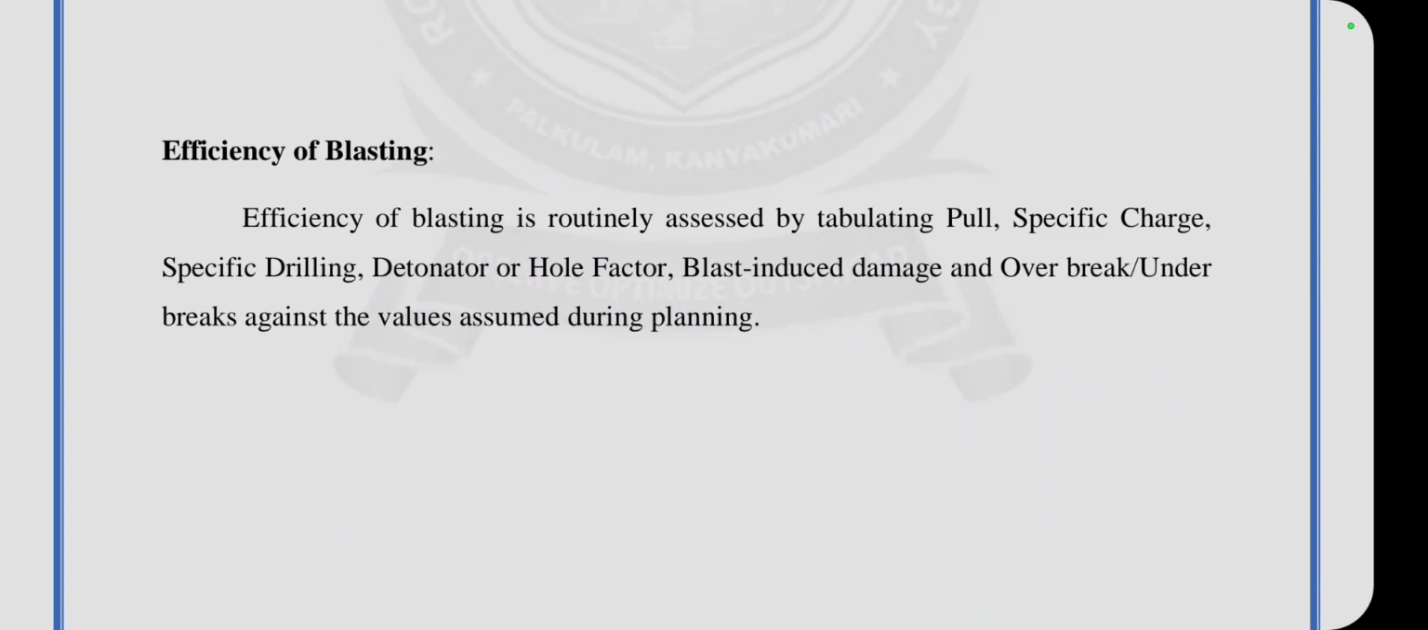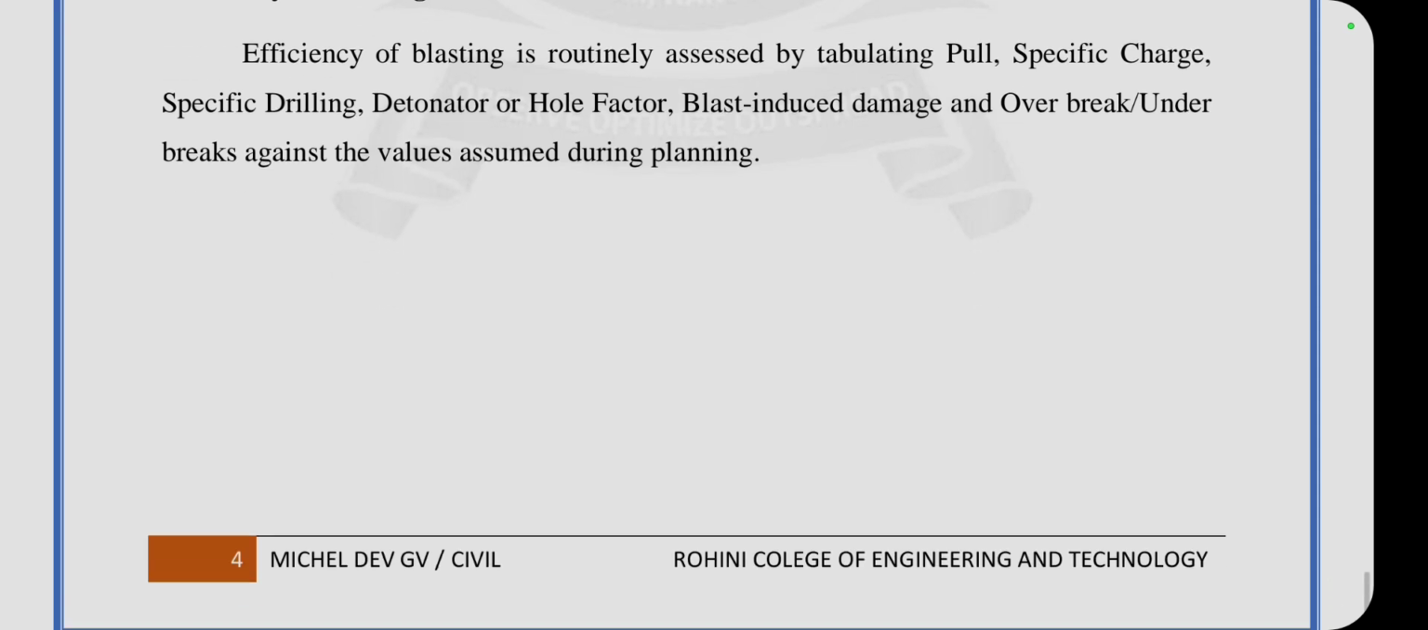Efficiency of blasting is routinely assessed by tabulating pull, specific charge, specific drilling, detonator or hole factor, blast induced damage, and overbreak against the values assumed during planning.